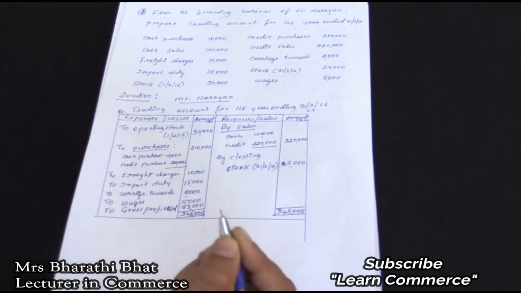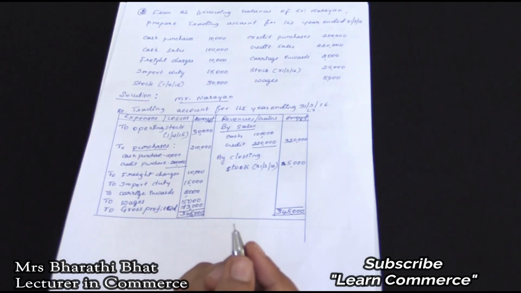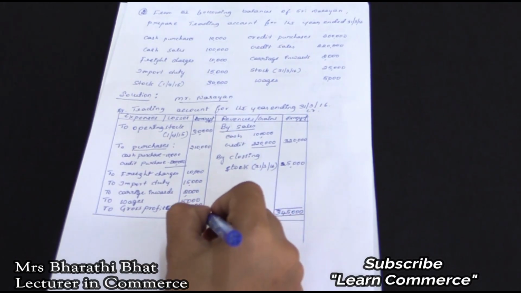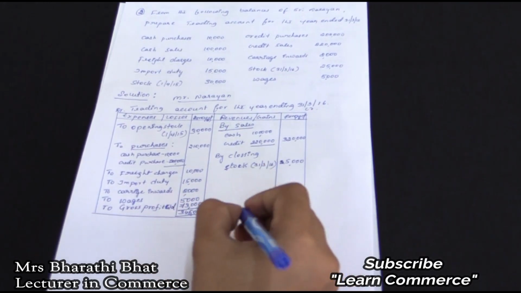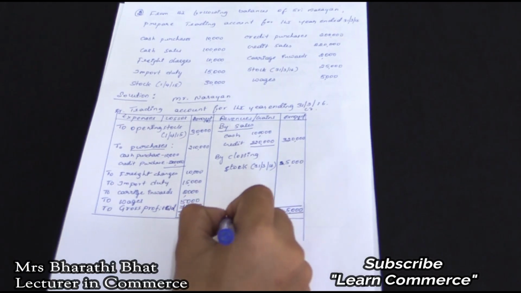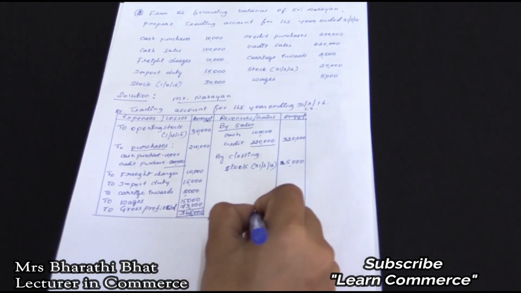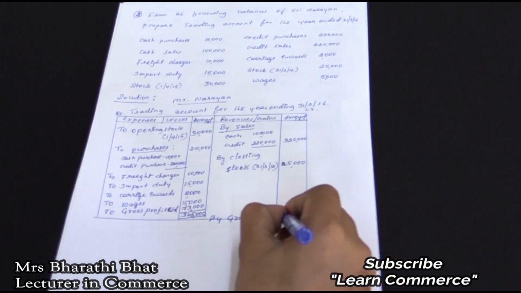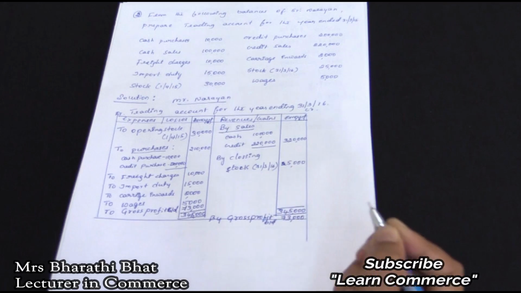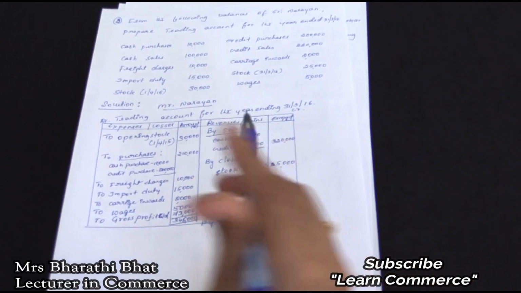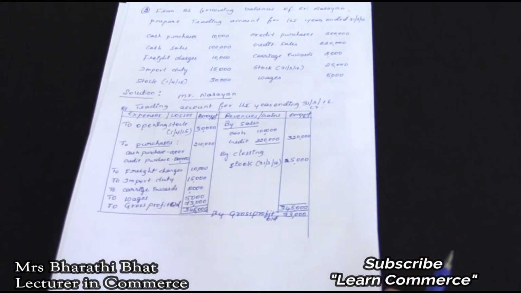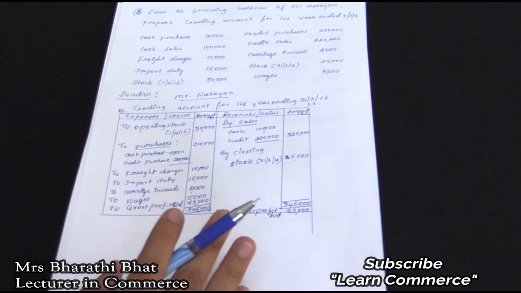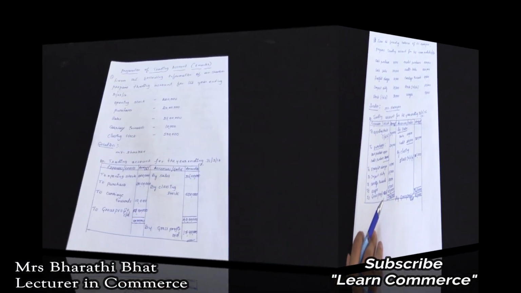carried down. C by D means carried down, B by D means brought down. So gross profit carried down, that should be brought down for the next, on the opposite side, by gross profit brought down, amount 73,000. So you should know: above the total, carried down; below the total, brought down. So this is how we can prepare a trading account.